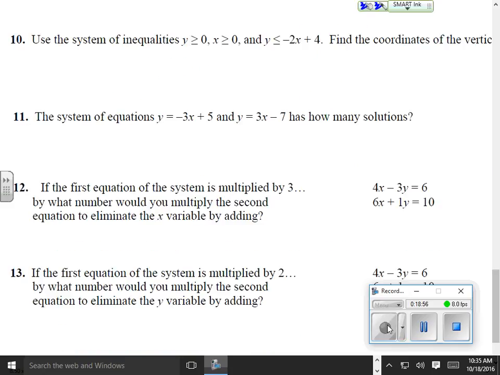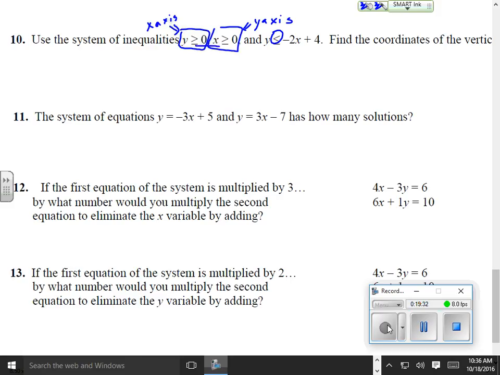Number 10, we're looking at the coordinates of the vertices for this feasible region. Well, y greater than or equal to 0, x greater than or equal to 0, that is the x-axis. This is the y-axis. Okay, so we're talking about everything in quadrant 1 below, since it's a less than or equal to, below negative 2x plus 4.